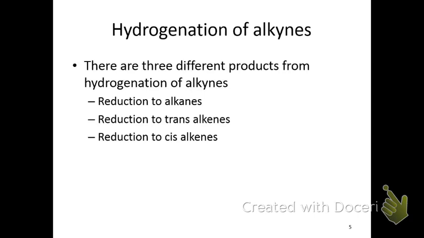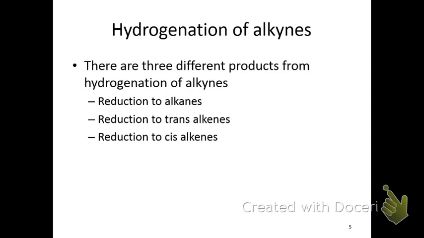Now, another set of reactions from the alkene chapter that apply directly to alkynes is that of reduction. You can add hydrogen directly across the triple bond. Because there are two pi bonds to deal with in the case of an alkyne, the reaction is a little bit different from what we saw in the case of alkenes.